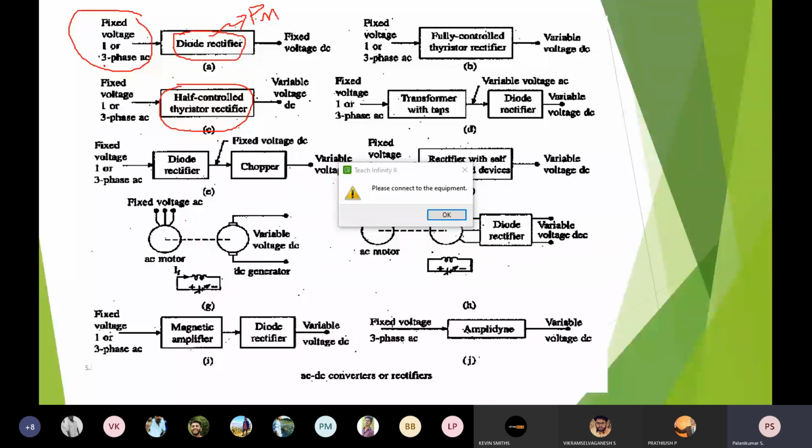So if the energy source is three-phase AC and I want fixed DC, a simple diode rectifier is enough. If I want a variable DC, with the same arrangement, variable DC means I have to go for a controlled, half-controlled thyristor rectifier. The same way, if I am given a three-phase AC supply, but I want a variable DC.